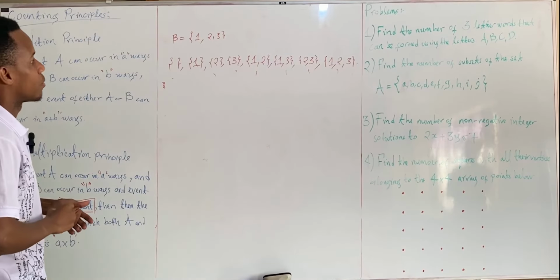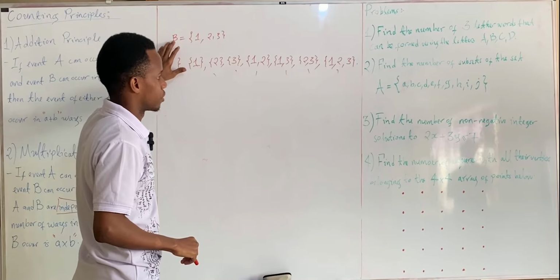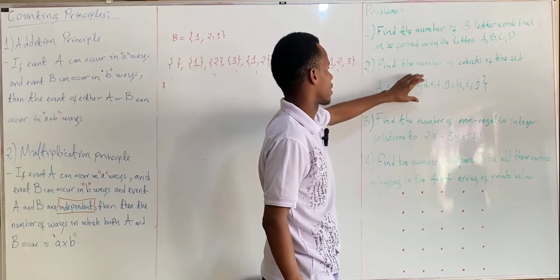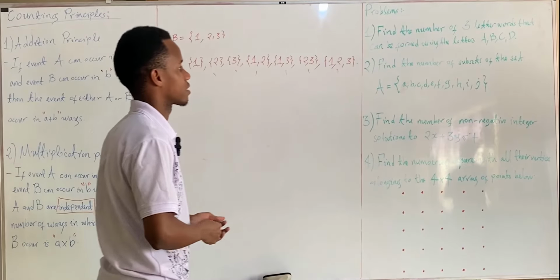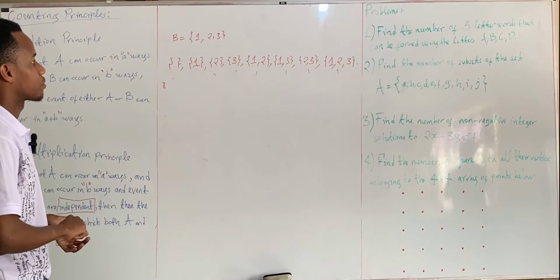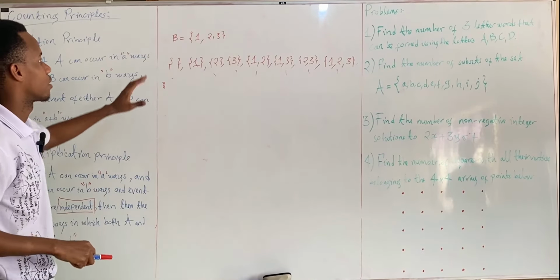So using this example, we want to find the number of subsets of this set, which now contains 10 elements instead of just 3. So we have to find a clever way of counting the number of subsets of a given set.